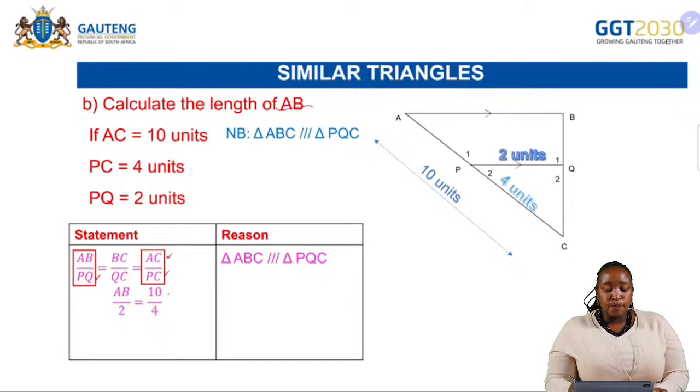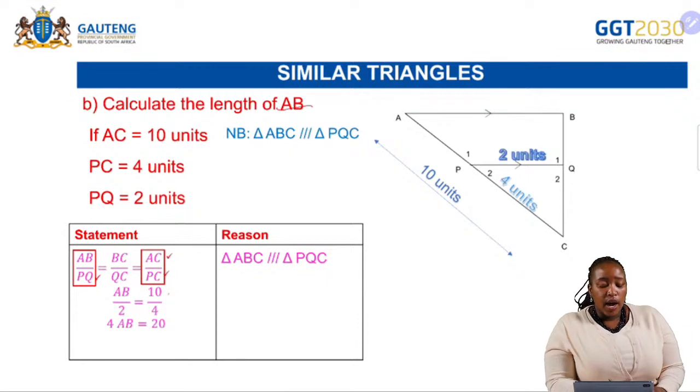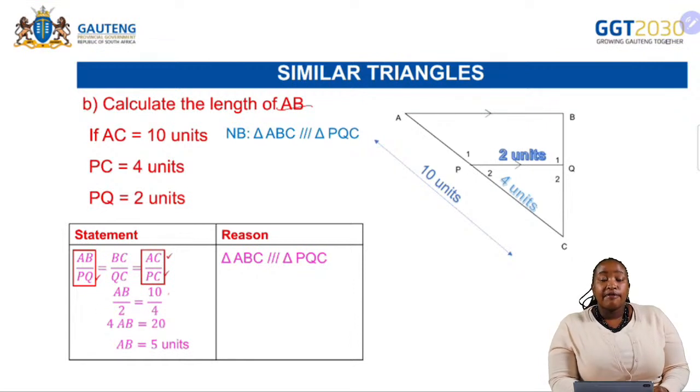Okay, so when we do that cross multiplication, we end up with AB times 4 and 2 times 10, which gives us 20. All right, and from here we still have to isolate our AB, so we divide both sides by 4, and 20 divided by 4 will give us 5 units.